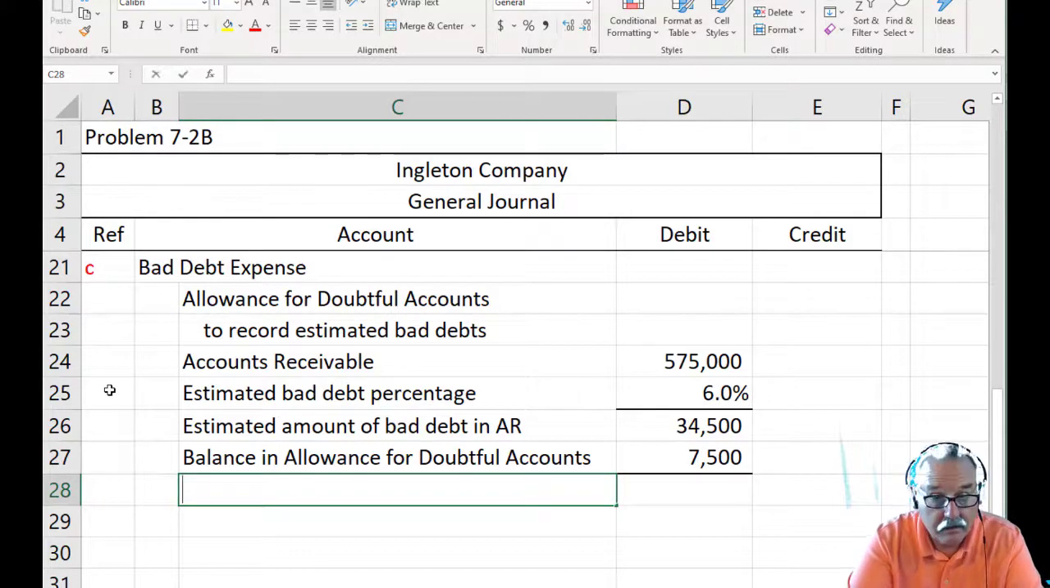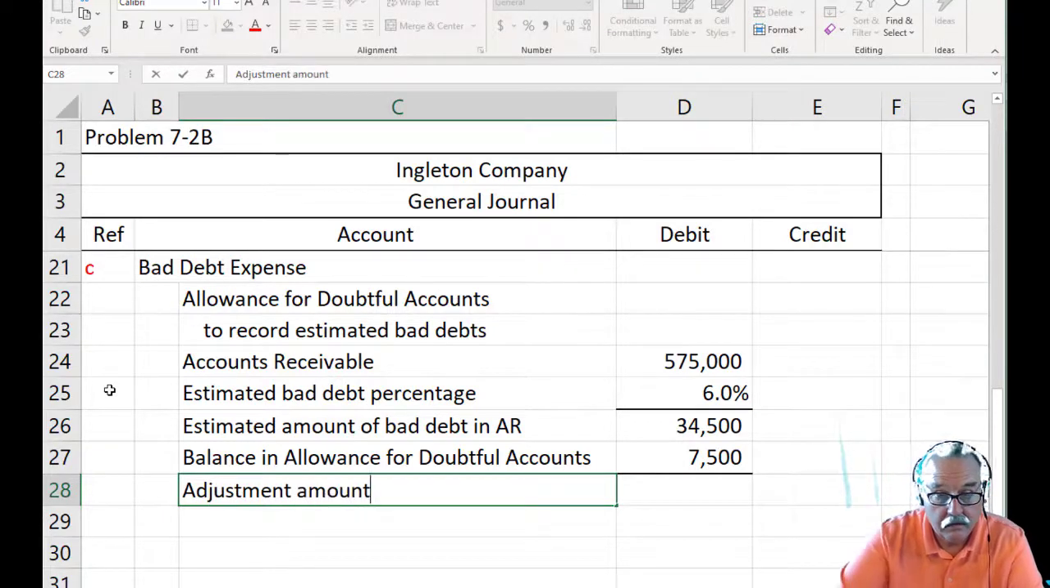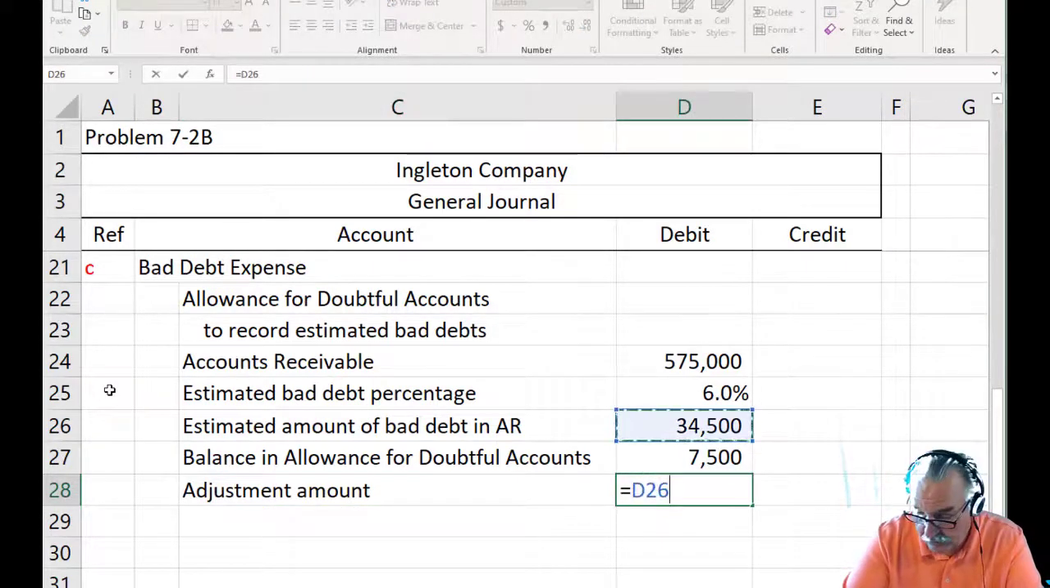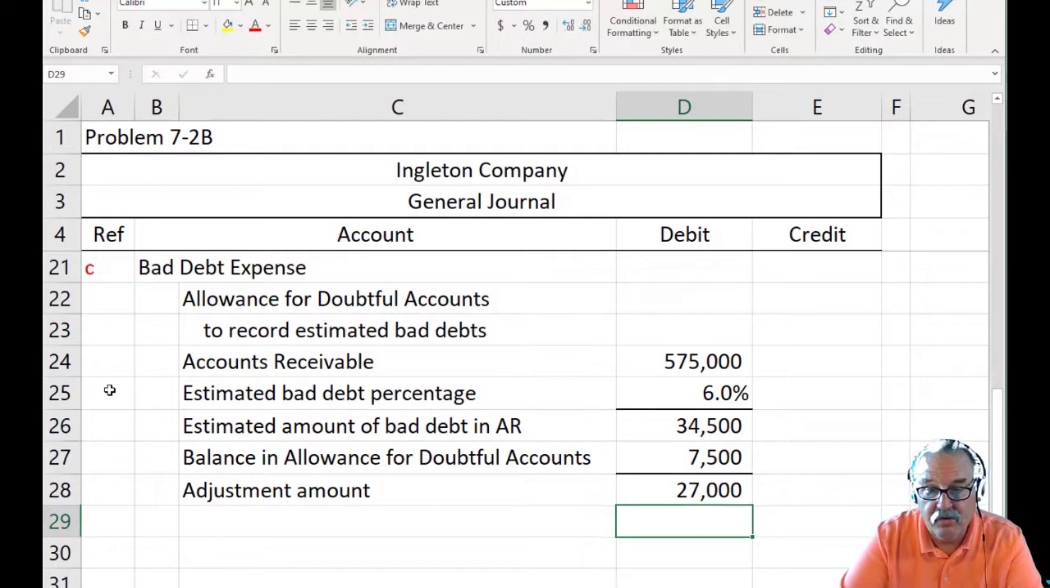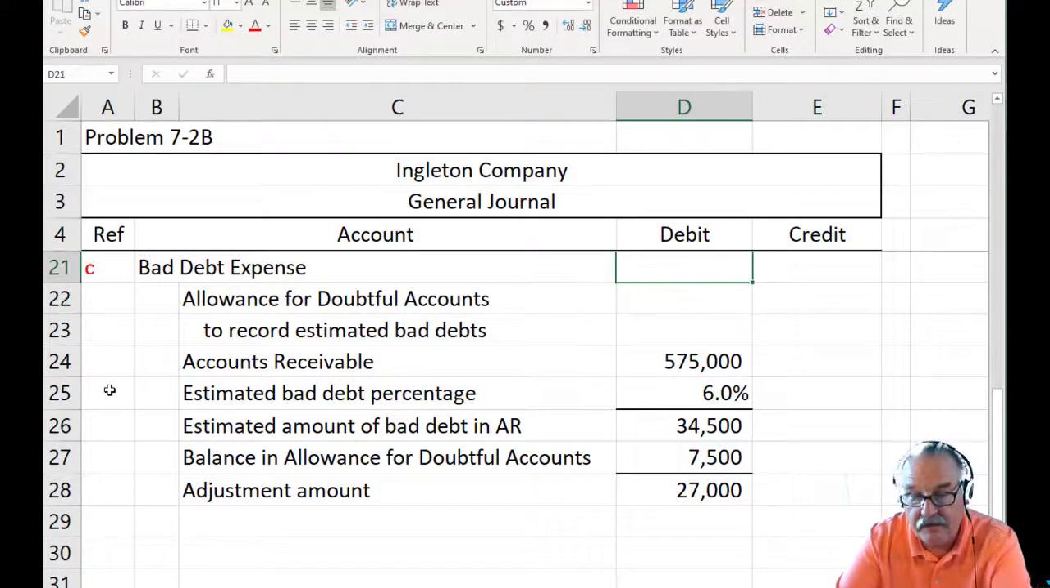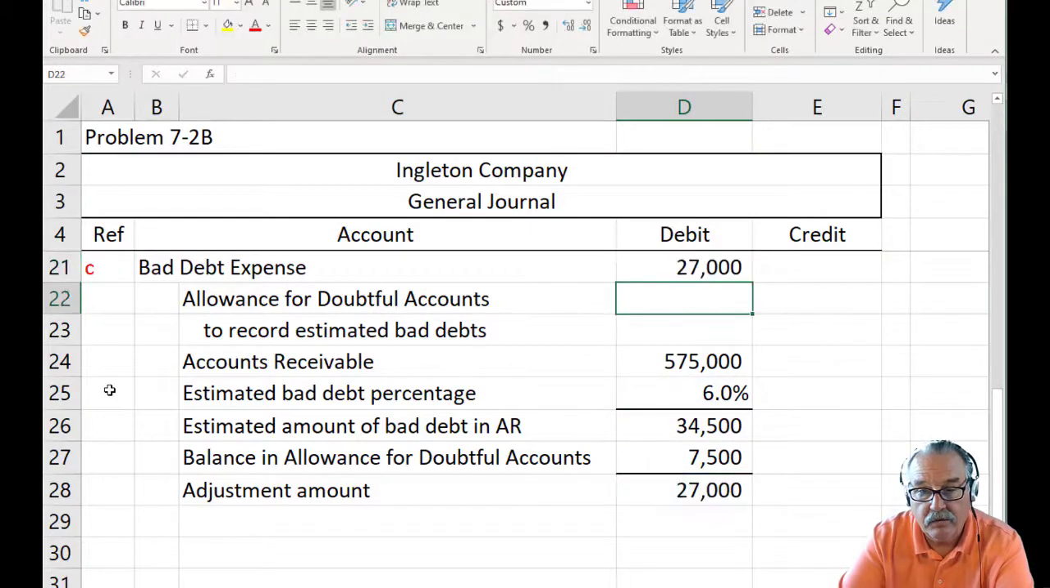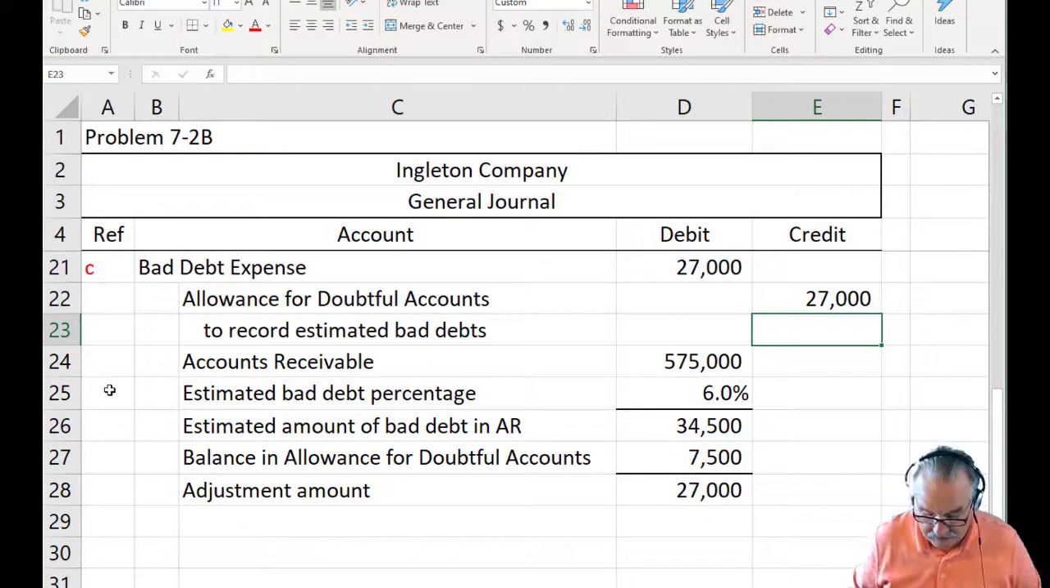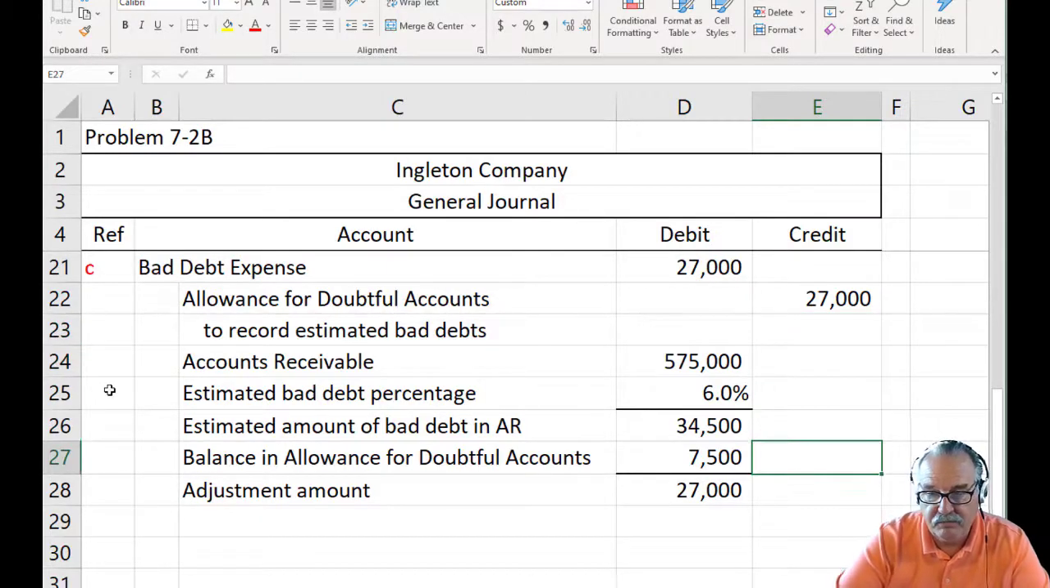is what it's going to take to bring it up to the 34,500. So we will debit bad debt expense 27,000 and credit the allowance for 27,000. This is the balance sheet approach. So we're making the allowance for doubtful accounts equal the balance that we anticipated that it should be.